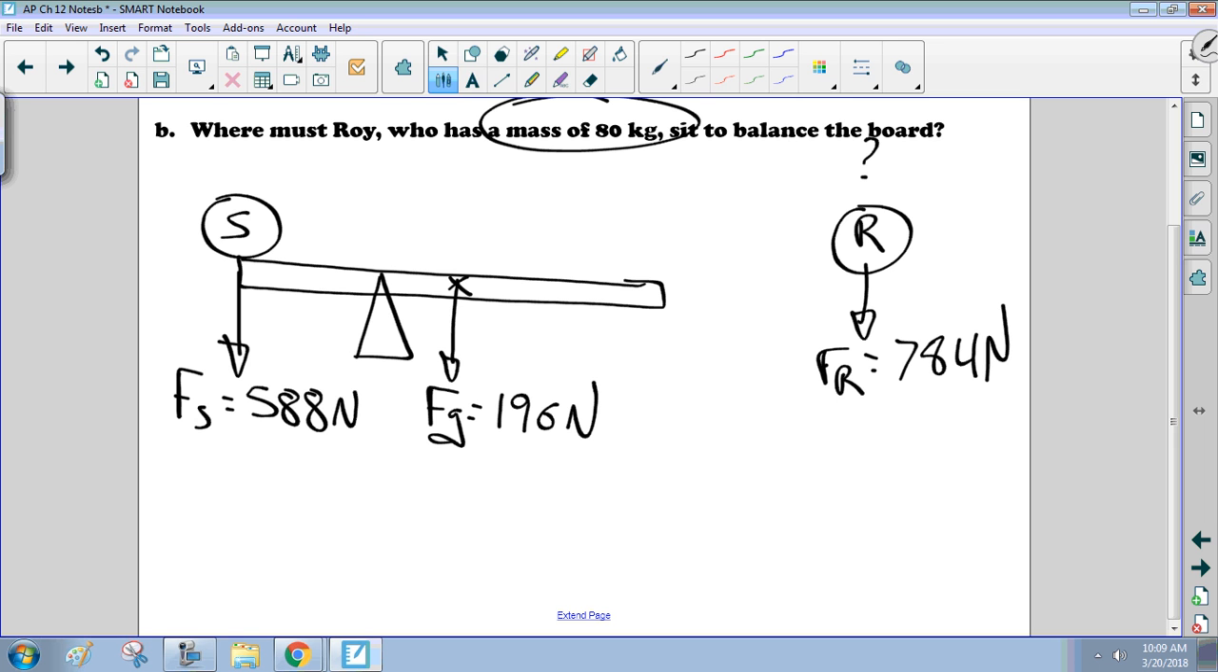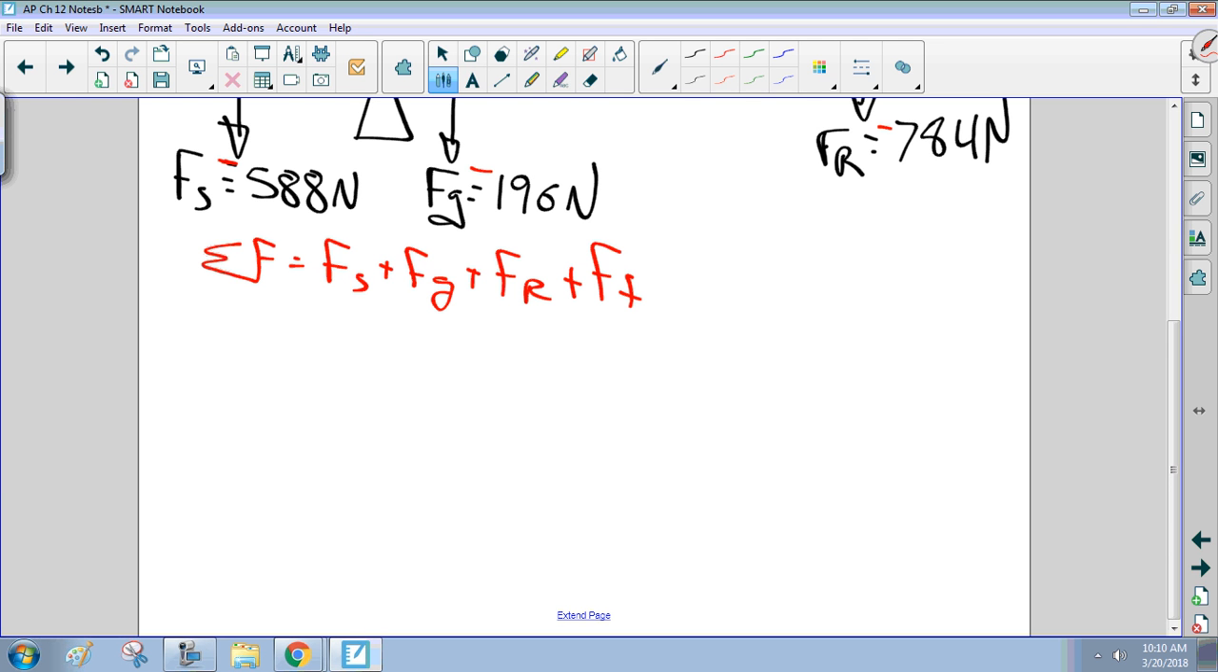Yeah, basically. So in terms of forces, we've got three negative forces, right? These forces are downward. Then I would go, well, I know that my net force is the force of Sally, plus the force of gravity, plus the force of Roy, plus the force of the fulcrum, and I know those have to add up to zero. And I get it, I'm being a little bit much. You don't need to write all this out. But as the problems get more complicated, thinking about it in these terms will make your life easier.